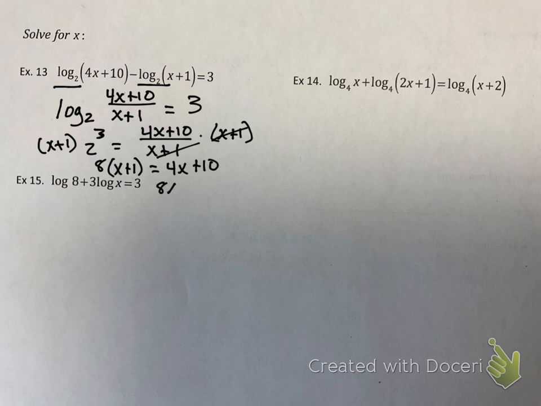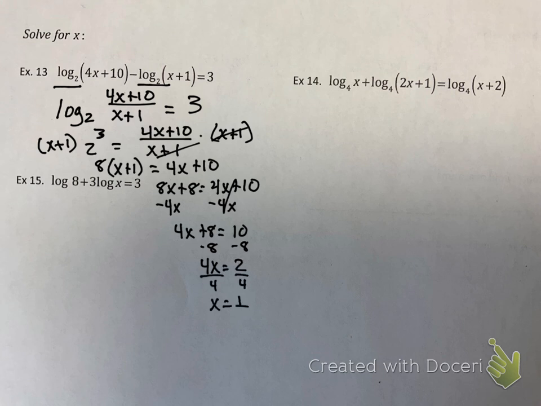So we have 8x plus 8 equals 4x plus 10. Subtract your 4x from both sides. You get 4x plus 8 equals 10. Subtract 8, and we get 4x equals 2. Divide by 4, and x is 1/2. Okay? So it looks lengthy, but it's not. Remember, we're just solving an equation. So just get it simplified to one log, and then you can solve it from there.